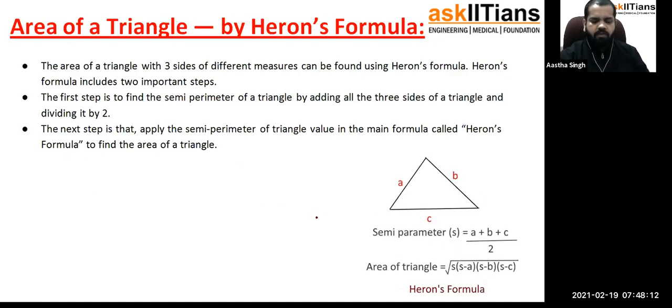So now comes the main part of your chapter: area of triangle by Hero's formula. Let me just tell you what Hero's formula is. The area of a triangle with three sides of different measures can be found using Hero's formula. Hero's formula includes two important steps. The first step is to find the semi-perimeter of the triangle by adding all three sides of the triangle and dividing by two. The next step is to apply the semi-perimeter.